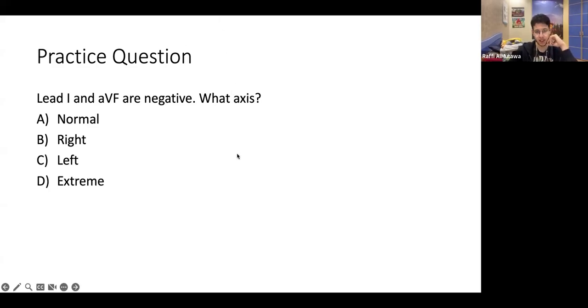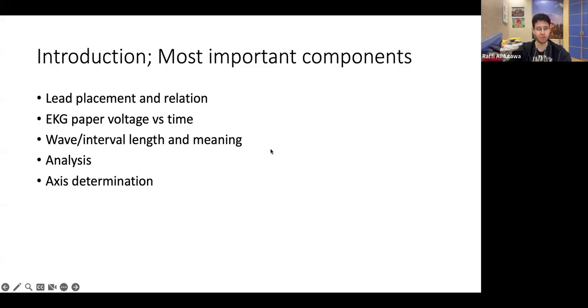Okay, so someone said an option, which I won't say. Another person said the same option. Another person said the same option. Okay, great. So this is a pretty easy concept. So the answer is extreme. How did we get to this conclusion? We'll show you guys in a bit.